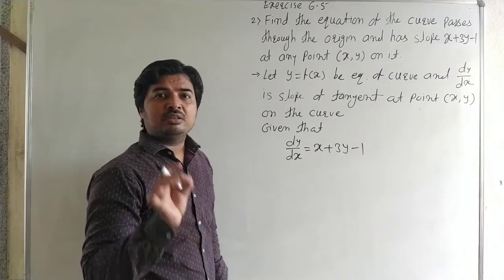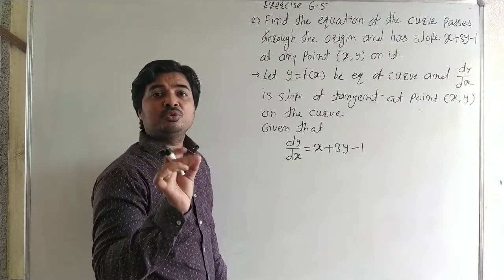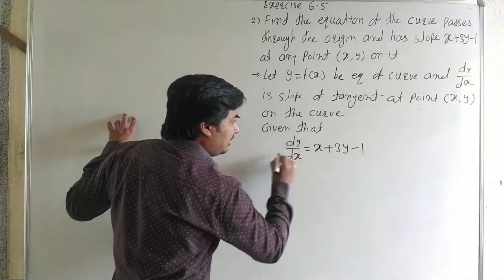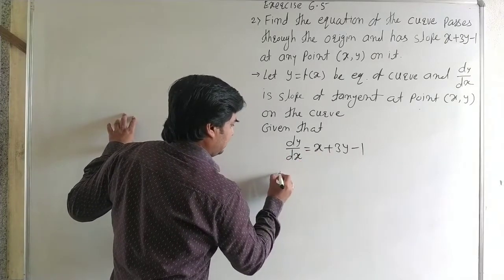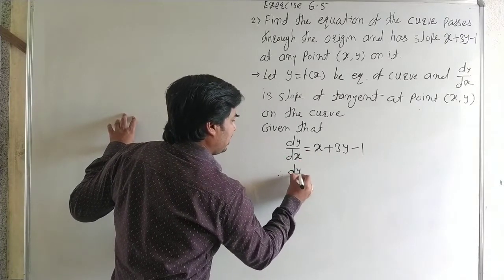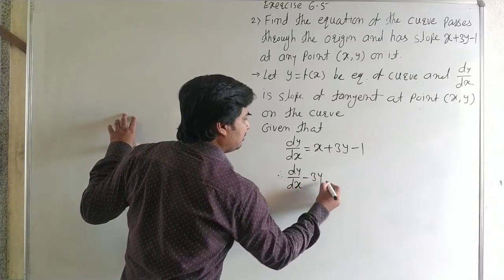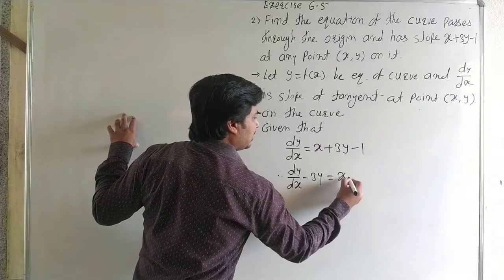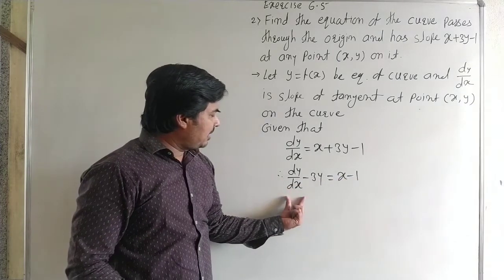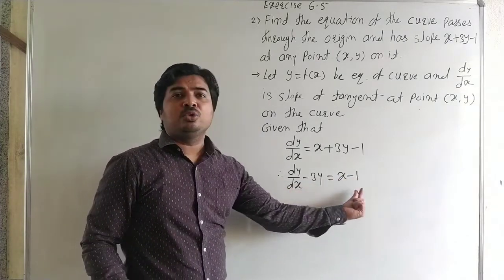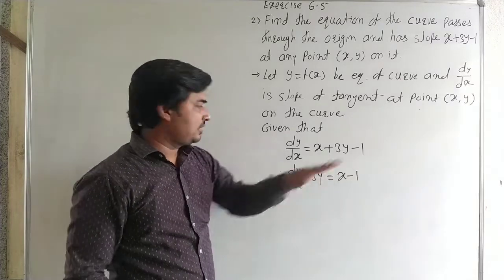It is dy/dx + Py = Q. Therefore it is a linear differential equation. We can write, see carefully here, dy/dx - 3y = x - 1. dy/dx + Py = Q. It is a linear differential equation.